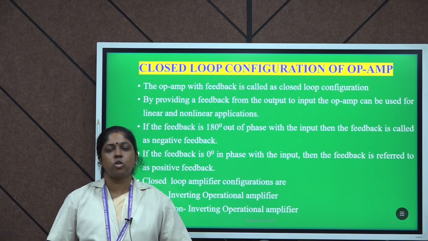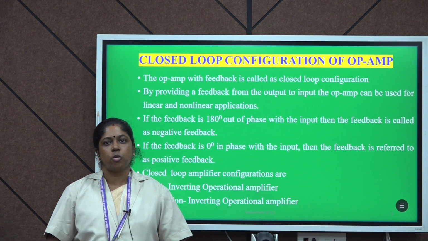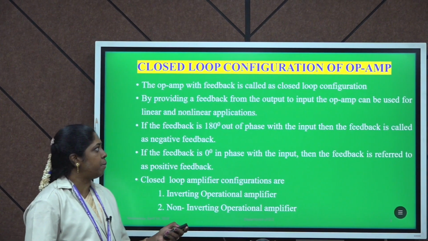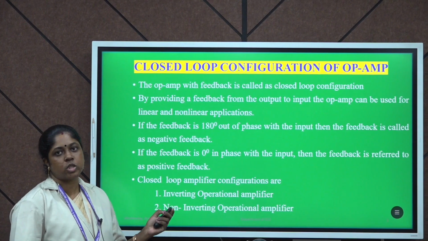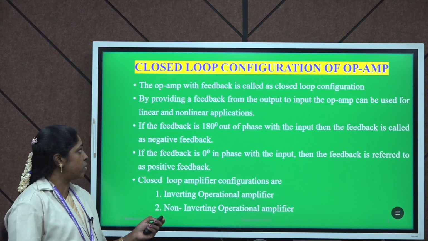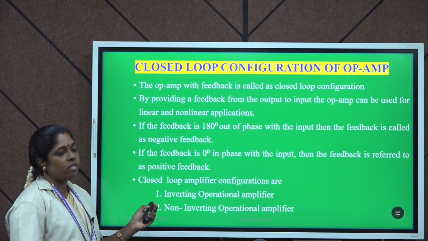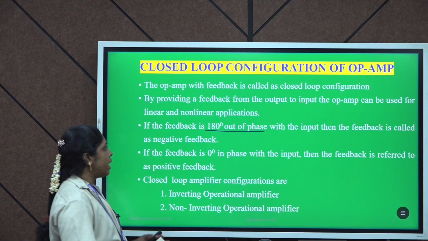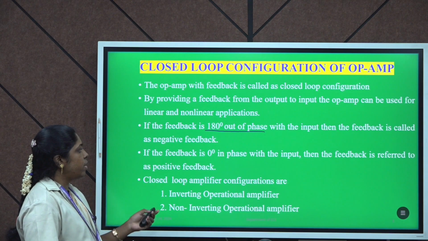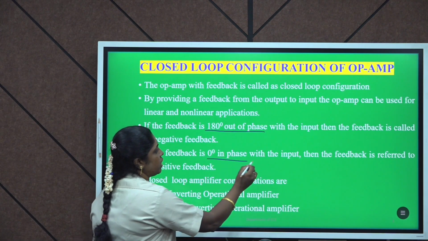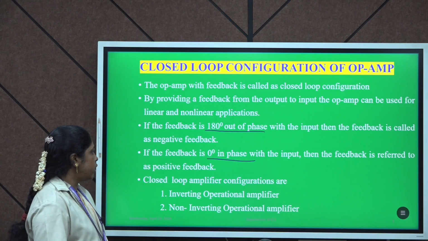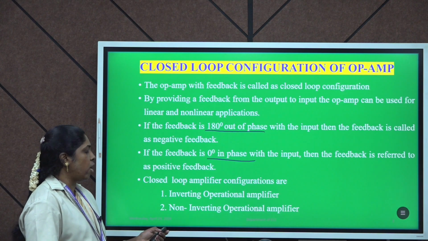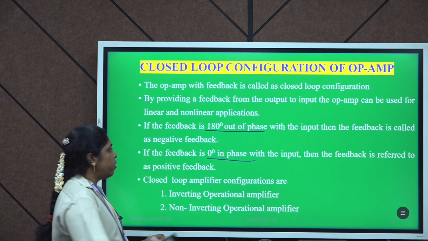What is closed loop configuration? In closed loop configuration, a part of the output from the operational amplifier is fed back as input so that it can be used for both linear as well as non-linear applications. If the feedback is 180 degrees out of phase with the input, then it is called negative feedback. If the feedback is 0 degree, in phase with the input, then it is referred to as positive feedback. In the closed loop configuration, we are going to discuss the inverting operational amplifier as well as the non-inverting operational amplifier.